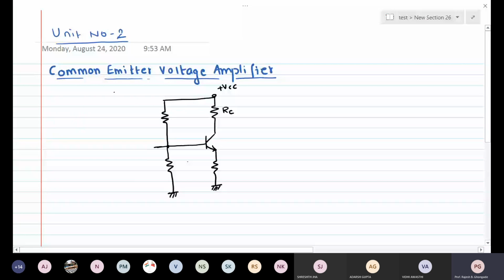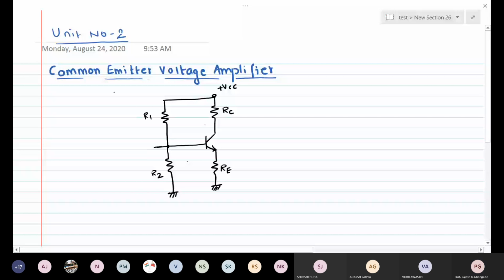So this was your common emitter. Rather, this was the voltage divider bias, emitter current bias. Now you already know that biasing means we are just initializing the transistor so that now it can work as an amplifier. Okay, this is RC, this is RE. You already know that this is R1, this is R2.